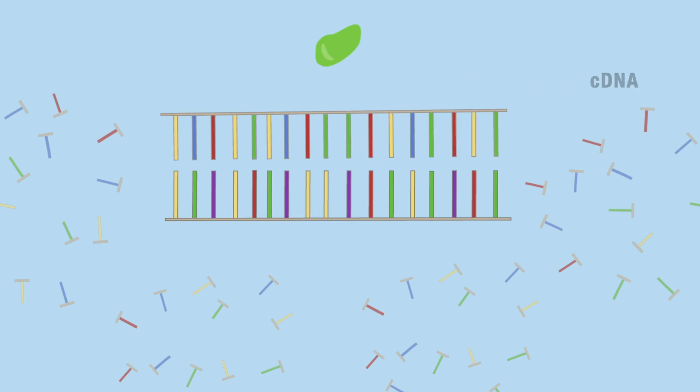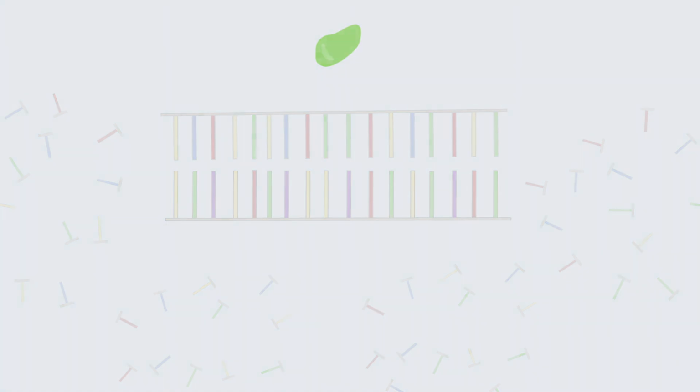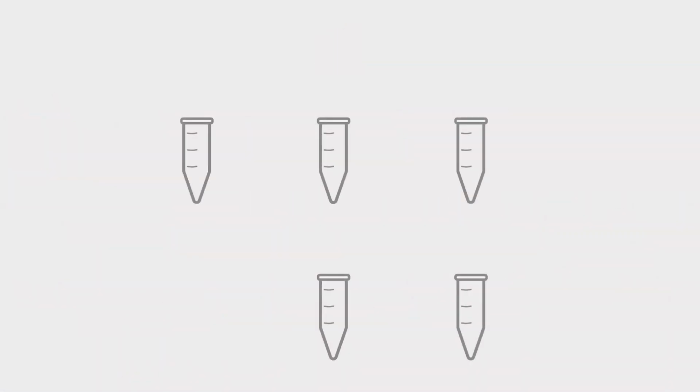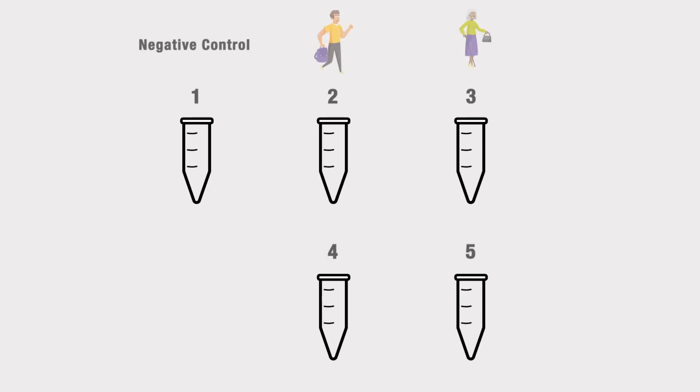This hybrid molecule is much more stable than RNA and can be used in the subsequent qPCR assay. After creating cDNA for both samples, it's time to actually start the qPCR reaction. For this experiment, we will have 5 samples.